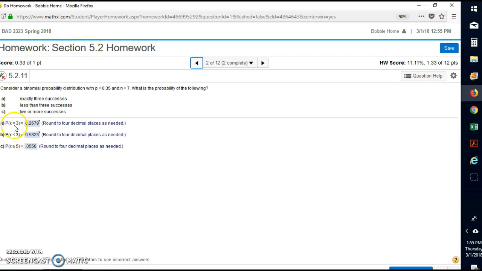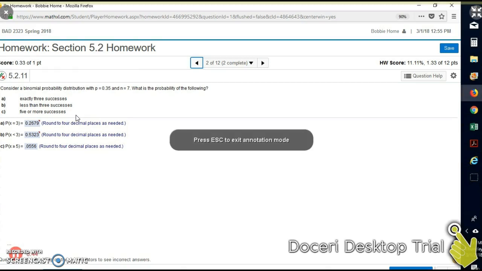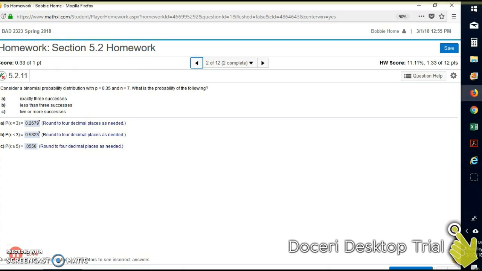So the first one we're going to do is, we know P is 0.35. Okay, that's the probability. And N is 7. We want the probability that X equals 3. Okay, so I'm going to show you how to do that step by step if you wanted to do it by hand.